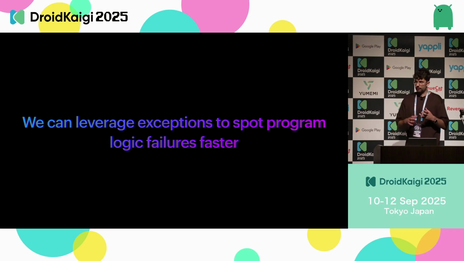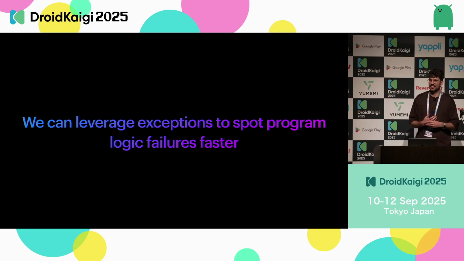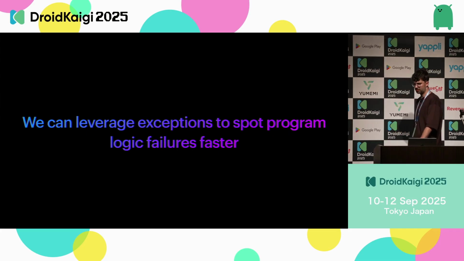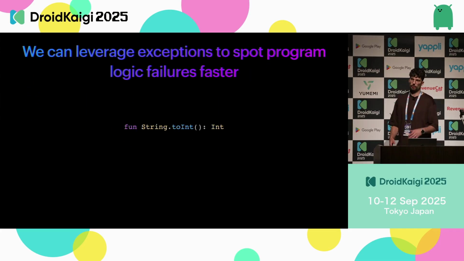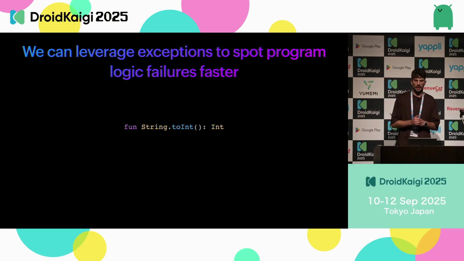For that purpose, exceptions are actually pretty much perfect. Why? Because they crash the program, and this is a really strong signal to us that something is not right. And again, for that, we can take some inspiration from the Kotlin standard library. When we were talking about string conversion to integer, we had the function toIntOrNull. But we also have the function toInt, and this will actually crash your program if you use invalid input on it.